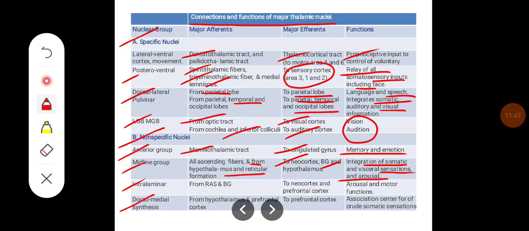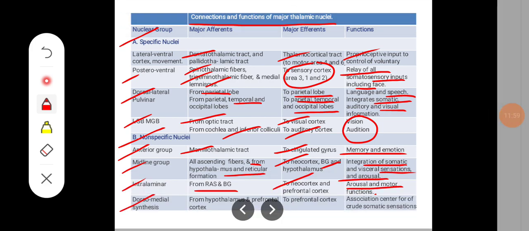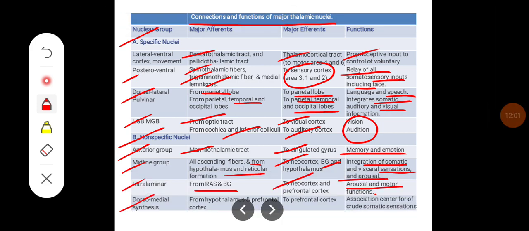Interlaminar nuclei receive information from the RAS and basal ganglia. They send signals to the neocortex and prefrontal cortex. They're mainly involved in arousal and motor functions. Whereas the dorsomedial nuclei receive information from the hypothalamus and prefrontal cortex, and they give information to the prefrontal cortex. They are associated with crude somatic sensation.